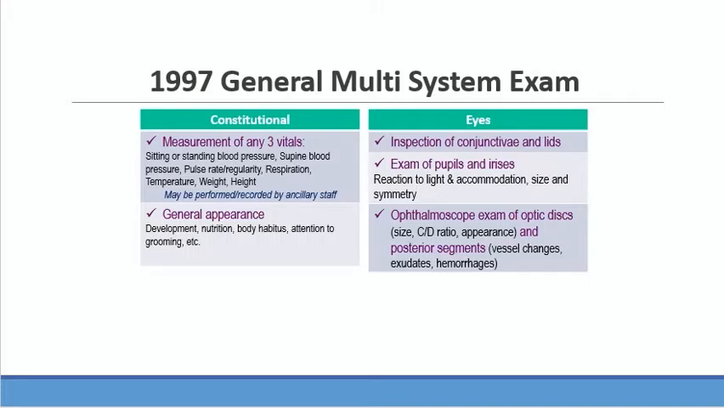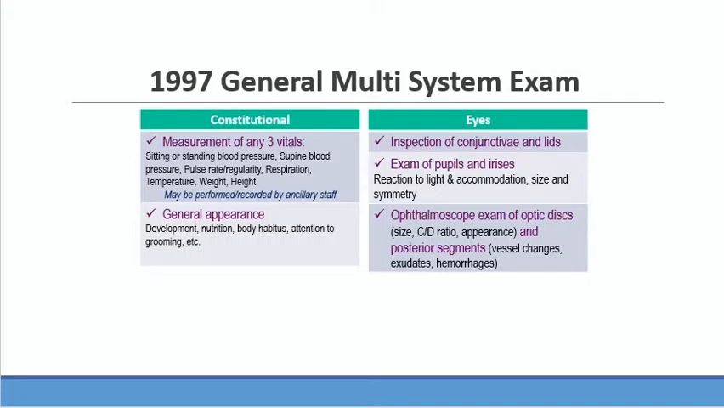So if just the pupils are examined, the provider can still receive credit for that bullet, even though the irises were not examined. So let's look at the elements identified by a bullet for each organ system and body area under the 97 guidelines. Under constitutional, we see measurement of 3 vital signs, which may be recorded by ancillary staff and reviewed by the provider, as well as the patient's general appearance.